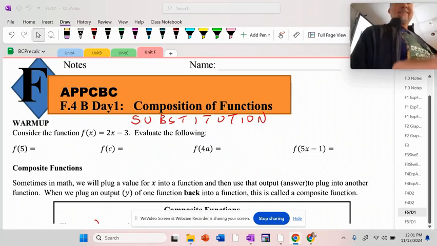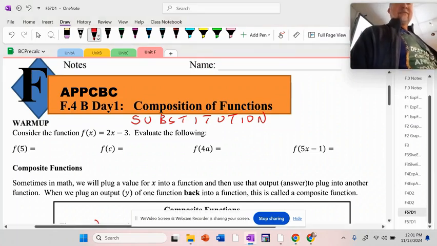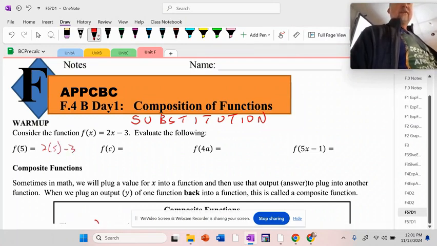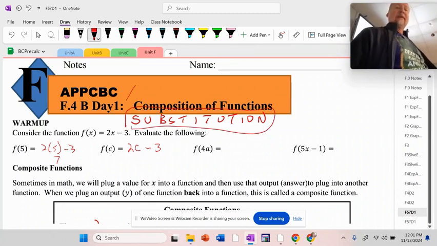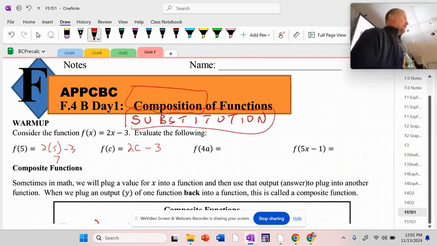Input, say it, everyone. Just to prove that you're here, so this is stupidly easy. 2 times 5 minus 3. Nobody would screw that up. F of C. Well, that's just 2, anyone? C, CX? No, it's not multiplication. It's, everyone say this word. And by the way, that's what composition of functions really comes down to. It's just a series of substitutions.